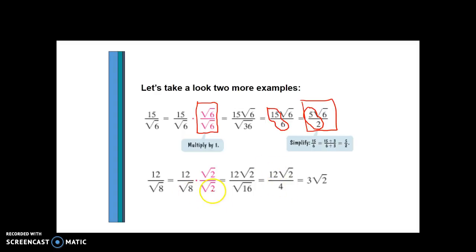So if you really want to speed this up and do less dividing and reducing at the end, just multiply it by some other number to get a perfect square. So here I'm going to multiply it by root 2 over root 2 because I know 8 times 2 is 16 and 16 is a perfect square. On the top, 12 times root 2 is 12 root 2. We can express the root of 16 as 4, and then we can just simplify our fraction here. 12 divided by 4 comes out to a whole number. So this is 3 root 2, and this is rationalized.